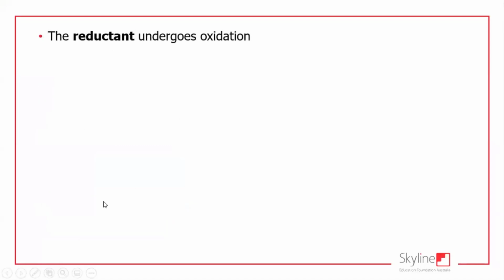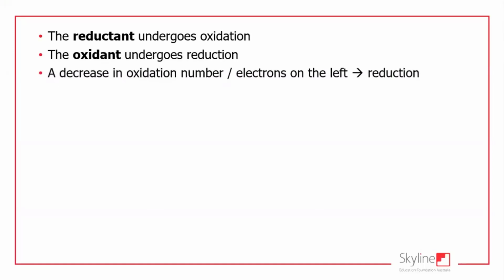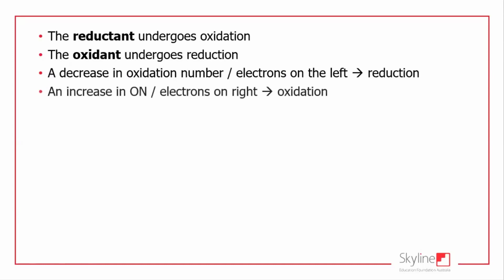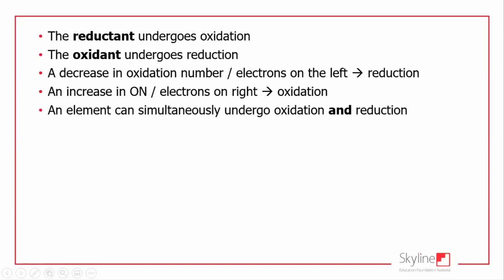Okay, so the things to understand here, and there's a lot of complex terminology that people often struggle to get their head around. The chemical that undergoes oxidation is called the reductant or the reducing agent. So the reducing agent undergoes oxidation, and the oxidant or the oxidizing agent undergoes reduction. A decrease in oxidation number, or electrons on the left, is reduction, so electrons as a reactant, and an increase in oxidation number, or electrons on the right, is oxidation.